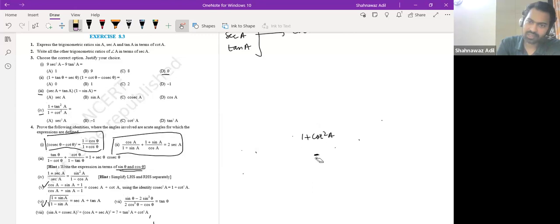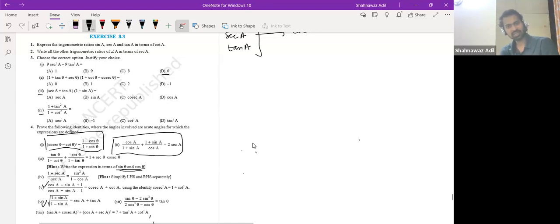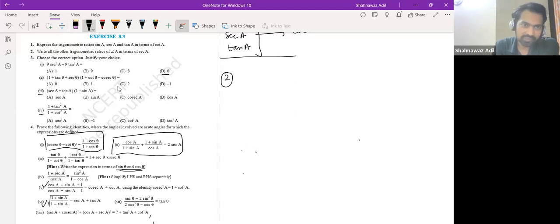Okay, so now it is Amira's turn, right? So remember, whatever we can directly find out, we calculate that first. The second question, Amira: write all the trigonometric ratios of A in terms of sec A. So now we have to write it in terms of sec A. So the first trigonometric ratio that we can directly calculate, what is that? Yes, Amira. What is the first thing that you can directly calculate?